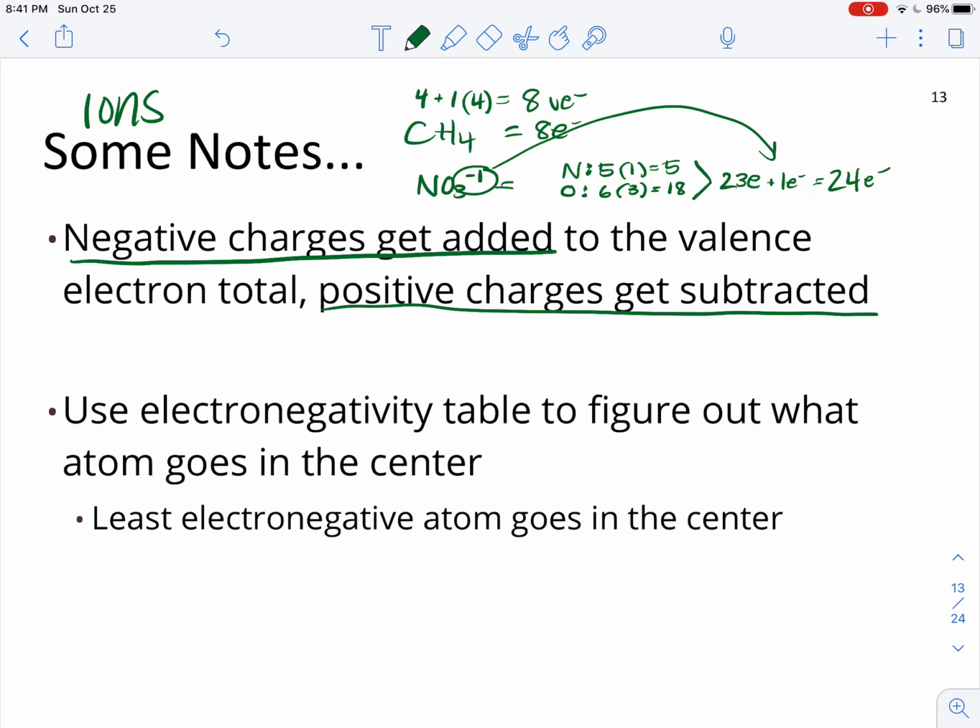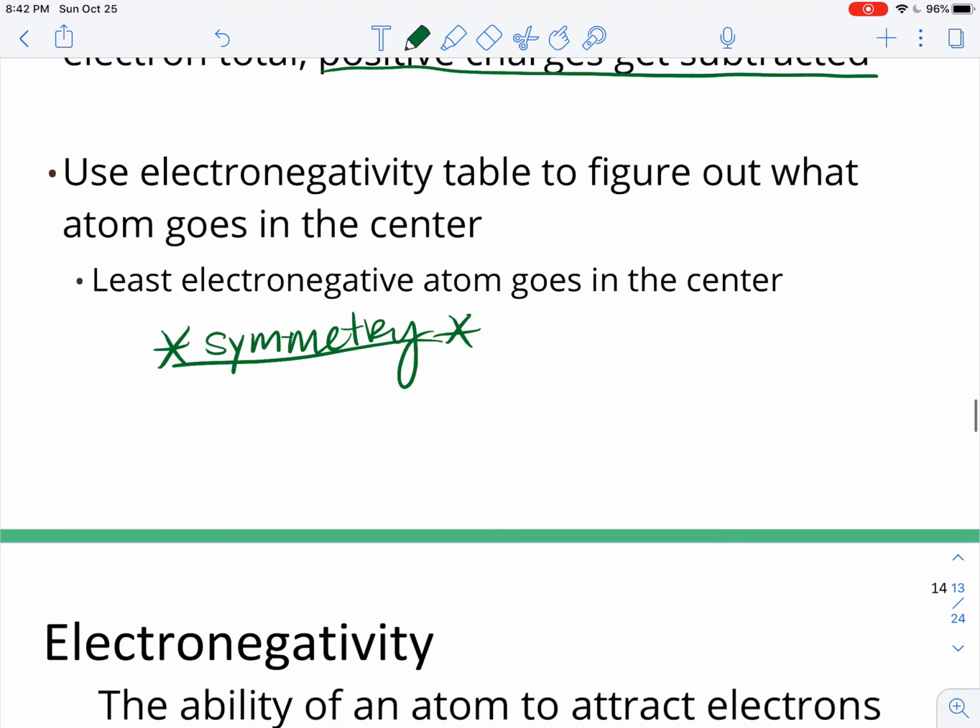All right? And so we're going to use the electronegativity table to figure out what atom goes in the center. The least electronegative atom goes in the center. The other thing I like to tell students, if you don't know which atom is going to be in the middle, chemistry likes symmetry. So if you can make a molecule symmetrical, do it. And that's probably what it looks like. Oh my gosh, I don't know how to spell symmetry. Symmetry. Looks like too many M's, but I think so.